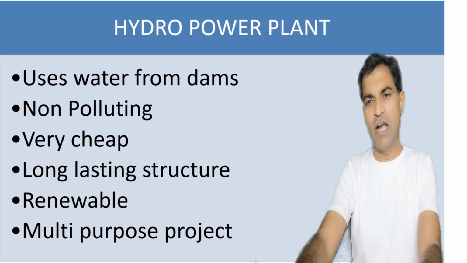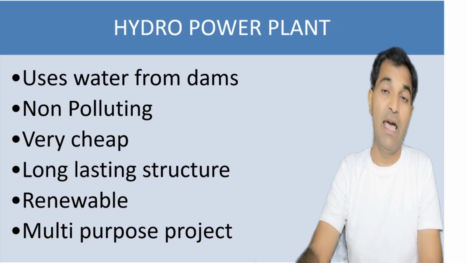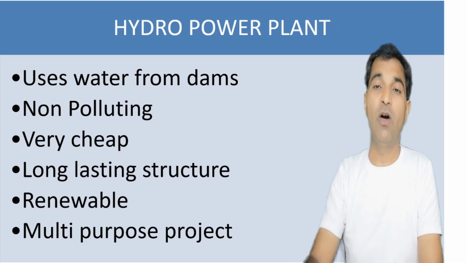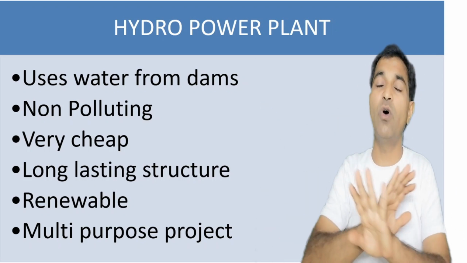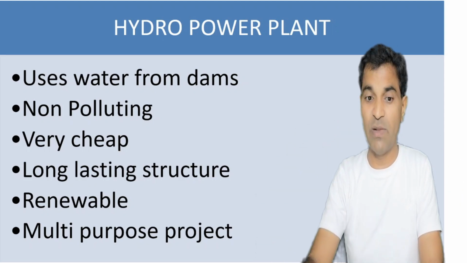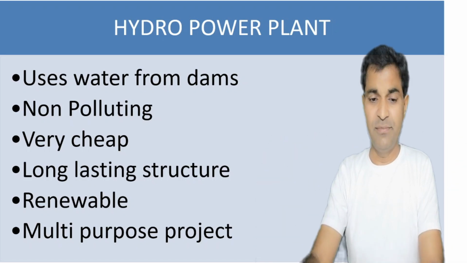Now let us talk about the hydropower plant. Actually, a hydropower plant uses water from the dams. Basically, they are non-polluting in nature. They are very cheap in the long run, because we don't have to use anything else except water for the generation of electricity, and they have a long-lasting structure.